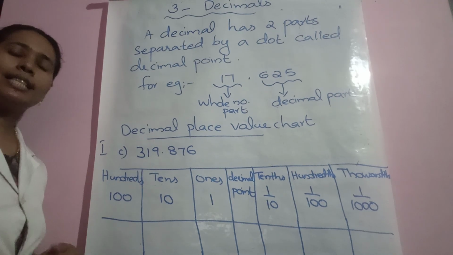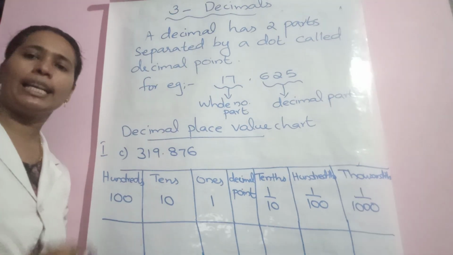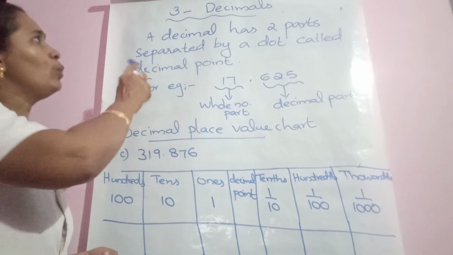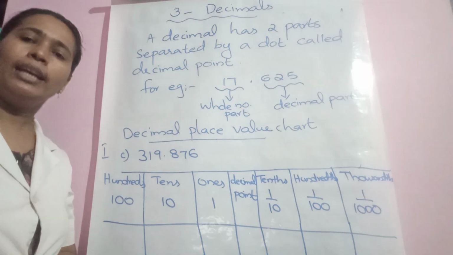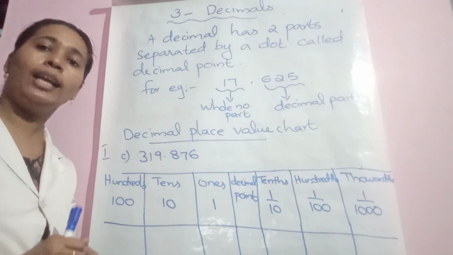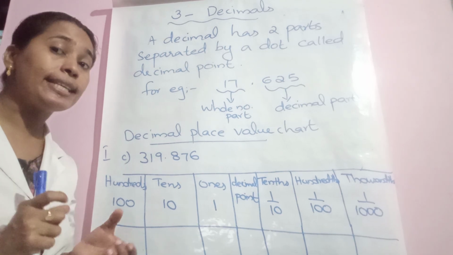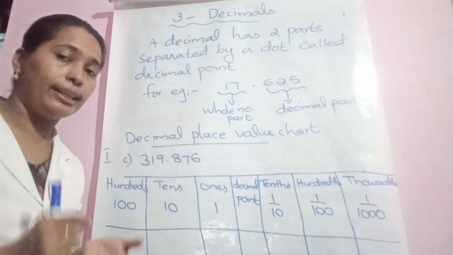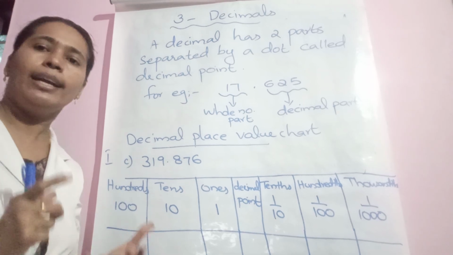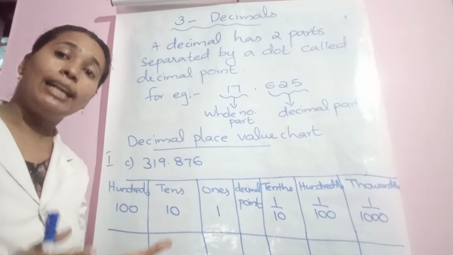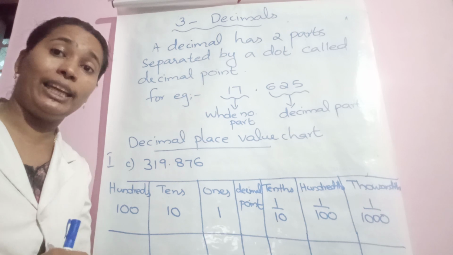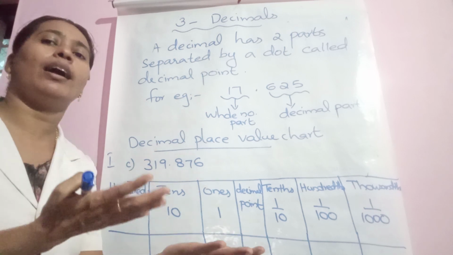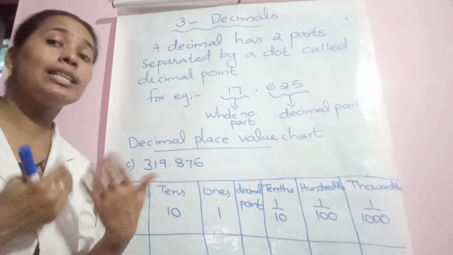Now let us move on. Already 2.1 has been completed. Let us move to our new chapter called decimals. The word decimal comes from a Latin word, Decima, D-E-C-I-M-A, which means tenth part.